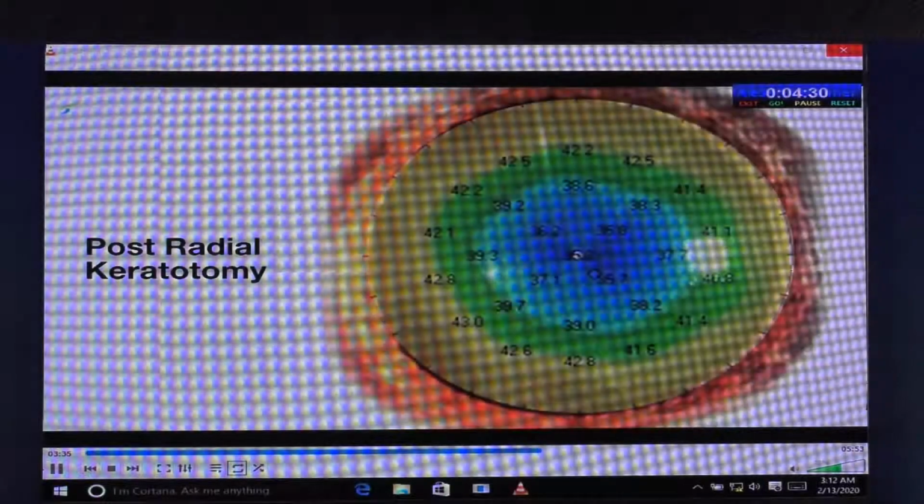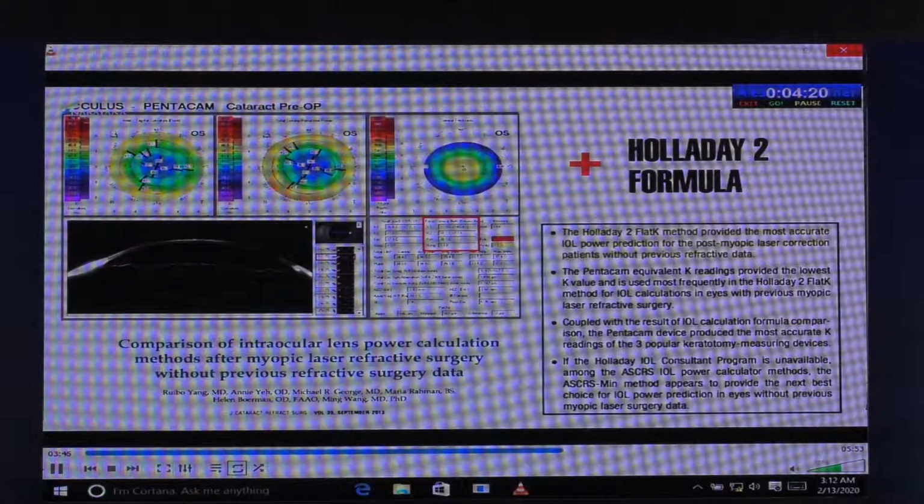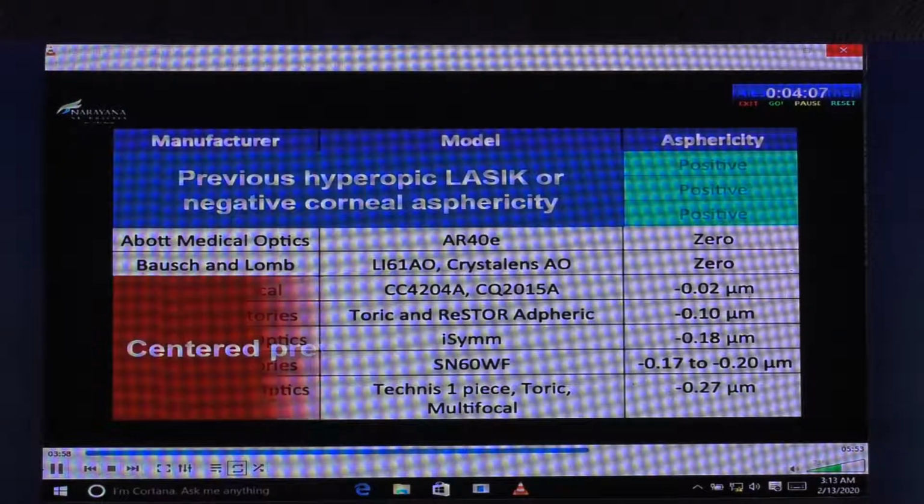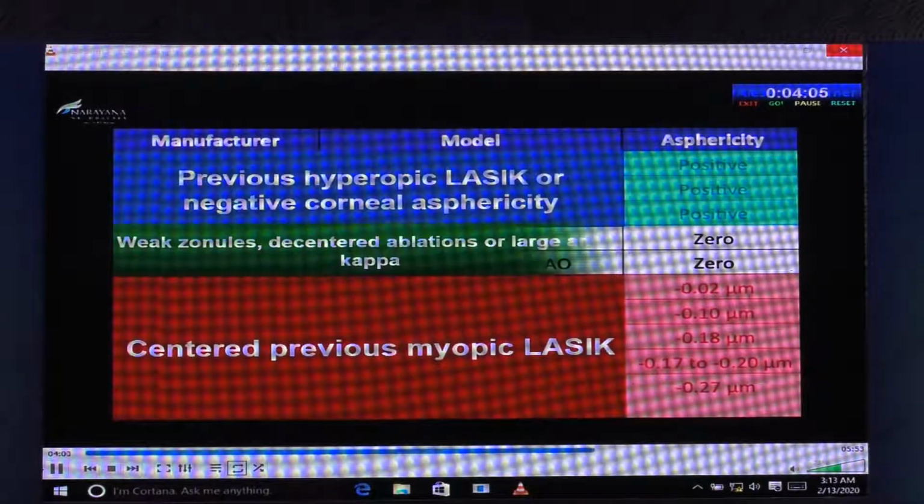In cases of radial keratotomy, the target refraction should be kept as -1 or -2 depending on the cuts of the cornea. Another option to calculate the IOL power in post-refractive surgery cases is to use the total corneal power coupled with the Holladay 2 formula. The brand of the IOL should be decided based on the spherical aberration of the cornea.